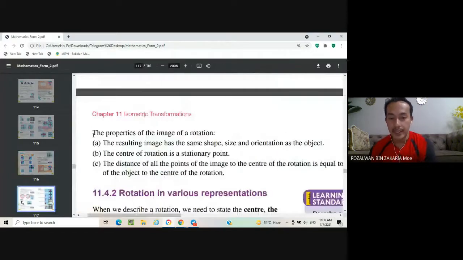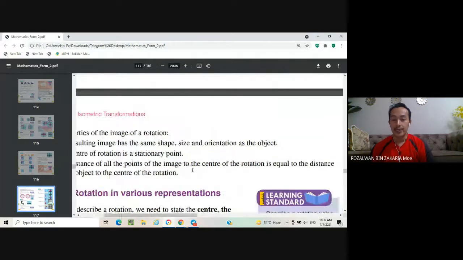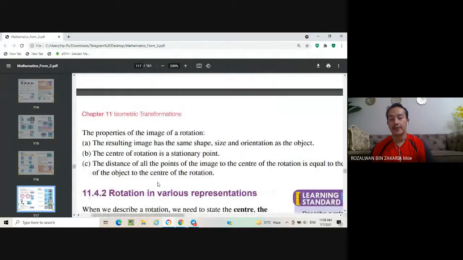The properties of the image of a rotation. The first one, the resulting image has the same shape, size, and orientation as the object. B, the center of rotation is a stationary point. So you must remember the center of rotation is a stationary point, not moving. And the third one, the distance of all the points of the image to the center of the rotation is equal to the distance of the object to the center of the rotation.